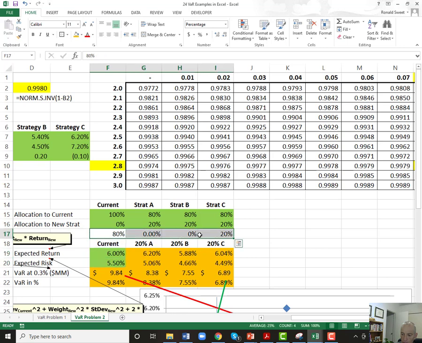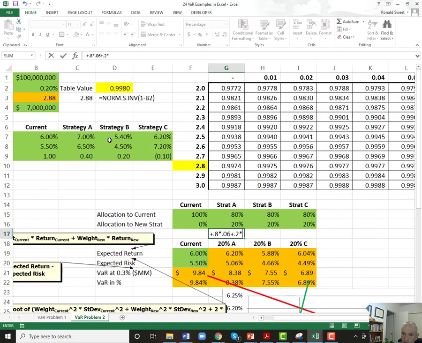So what is our strategy A expected return? Well, we have 80% in the current strategy, which is a 6% return, and we have 20% in A. A has a return of 0.07. So we combine those two together, we get an expected return of 6.2%.